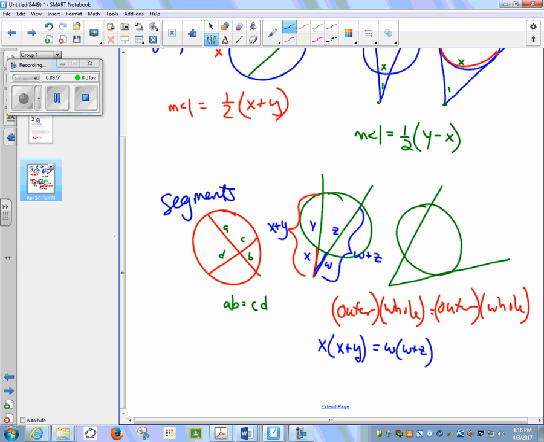So the only thing that's different is with a tangent, remember the whole and the outer are the same thing. So if that's y, whole times outer is just y times y again. That's y squared. Let's call this x and w equals x times x plus w.